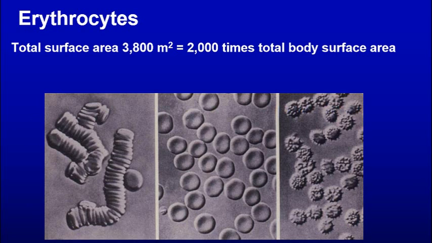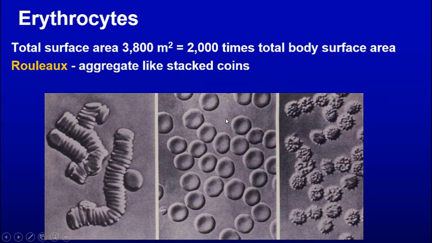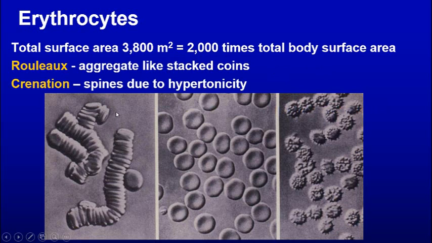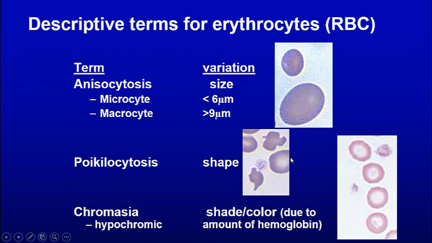And that gives them advantage because they have higher hematocrits. Total surface area, 2,000 times total body surface area. So that's a lot of blood, a lot of surface area. Rouleaux is whenever these kind of stack like coins. Crenation is whenever, if you change the osmotic pressure, it can go back and forth between these two.